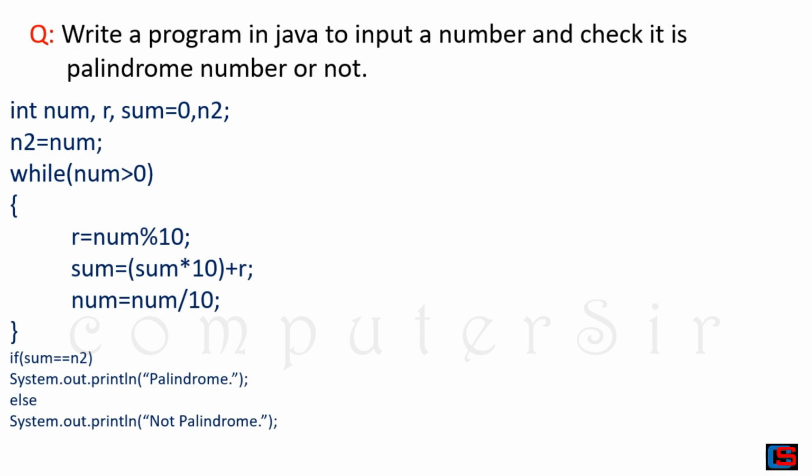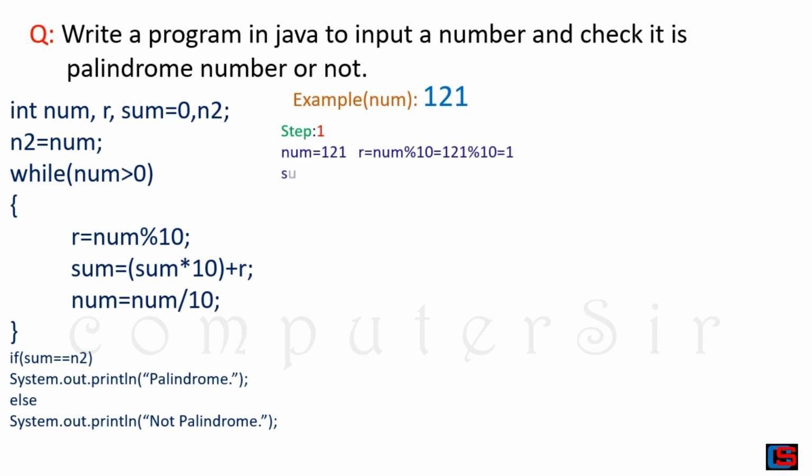Okay, now let's see how this Java code actually works. Let's take an example. Suppose I enter the value 121. You can see already that 121 is a palindrome number. Now I am going to check whether this number is a palindrome or not by using this Java code. In step 1, the num value is 121, and as it is also stored in the variable n2, the value of n2 also becomes 121.